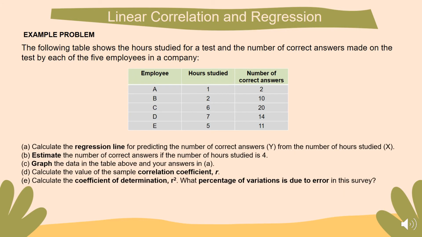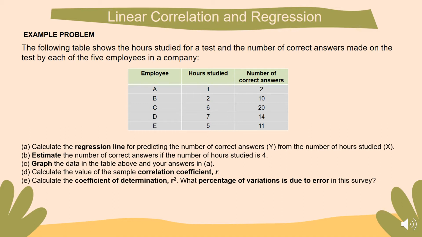There are 5 sub-questions. The first question asks about the regression line for predicting the number of correct answers from the number of hours studied. The second question asks about the estimation of the number of correct answers if the number of hours studied is 4. And then question number 3 is to graph the data in the table above and your answers in A, which means the regression line.